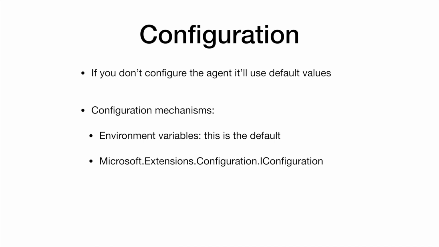Alright, next topic, configuration. As you saw, by simply adding the NuGet package and writing a single line of code, the agent already started sending data to the server, which runs on the same machine. So if you don't configure the agent, it will automatically assume that the server runs on localhost. Of course, this is just the default, which you can change, and we have mechanisms to configure the agent. The first one is environment variables. By default, the agent reads environment variables. Additionally, we also support configuration through Microsoft.Extensions.Configuration.IConfiguration.